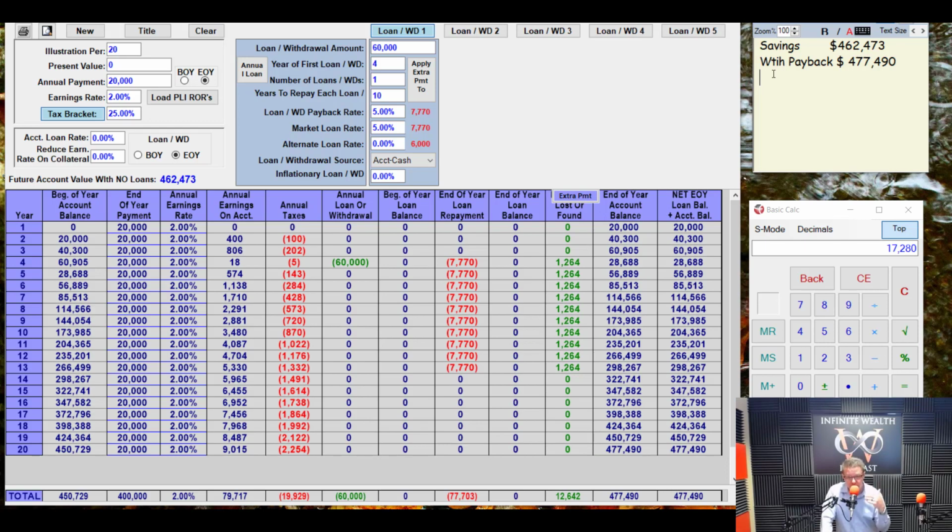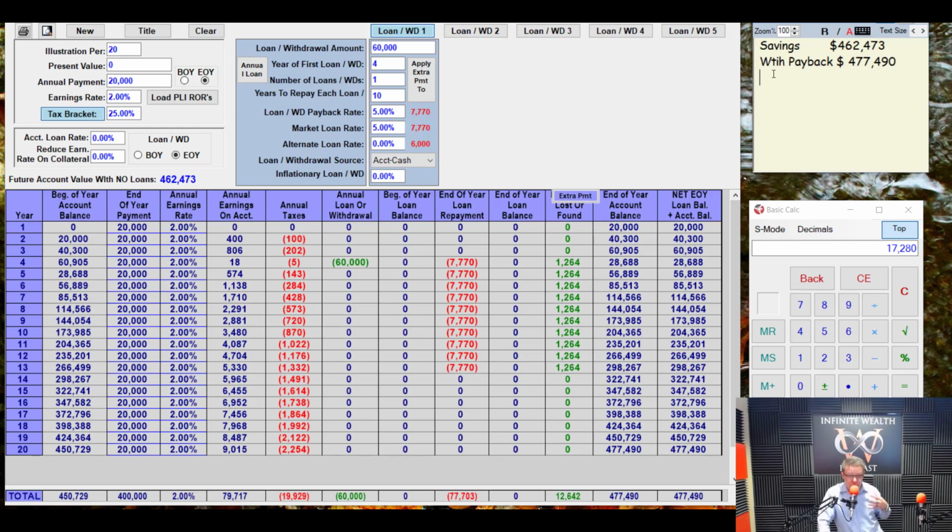When you take $60,000 out of a bank account, how much is the bank crediting you in interest if you withdraw $60,000? It's zero. You do not have the money in the account, so they're not going to credit you interest, but also they're not going to charge you interest.